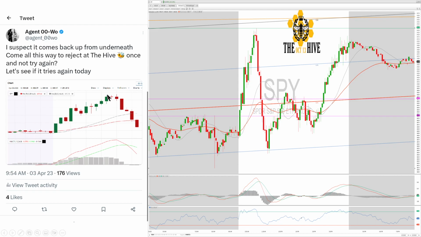Okay, so basically, it almost got to the hive. Didn't even quite get to the black channel either. And then now you see it reversed and came down. But I suspect it comes back up from underneath the EMA 50. Right here, here's the EMA 50. Down, up from underneath. Aha. There you go. I talked about that last week. I said, you know what? I'm no longer going to give as much weight to this failed backtest right here. I'm going to wait for it to come back up from underneath. Okay?